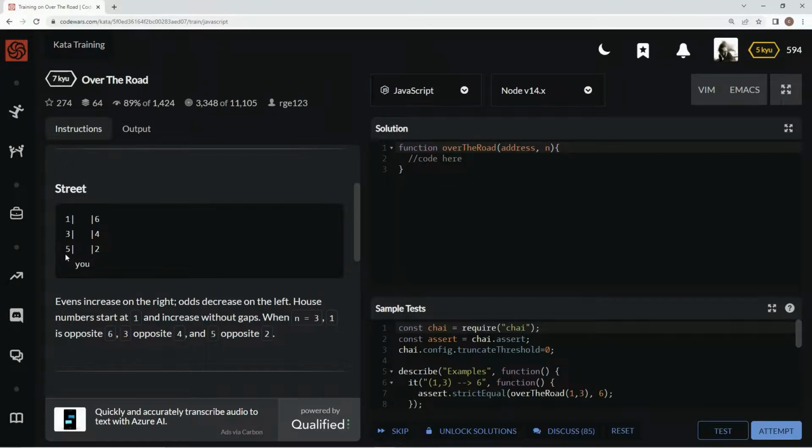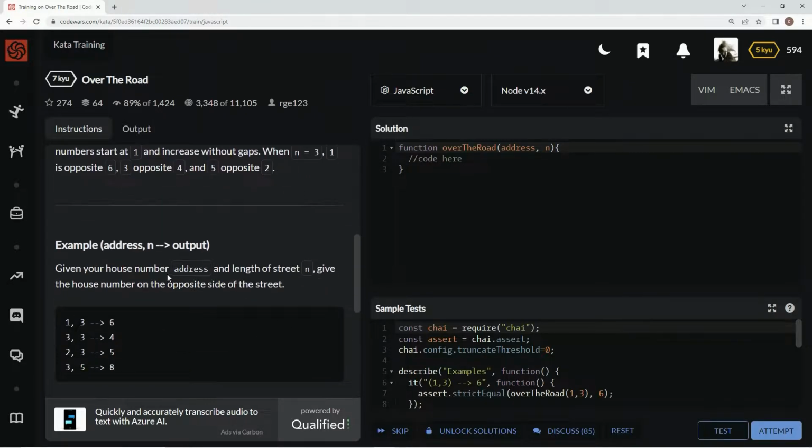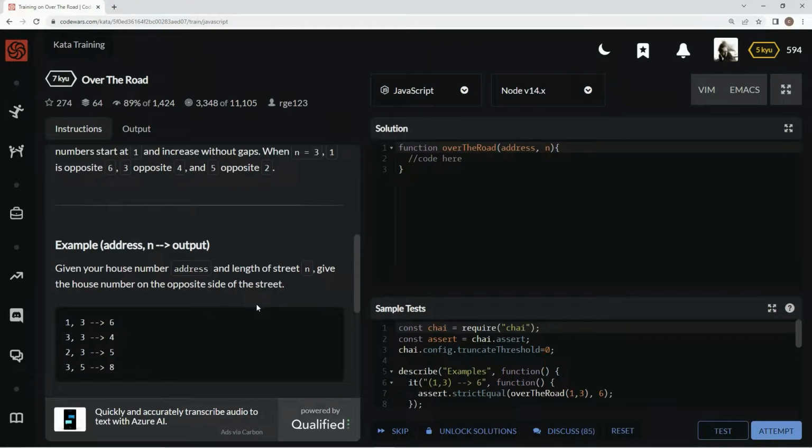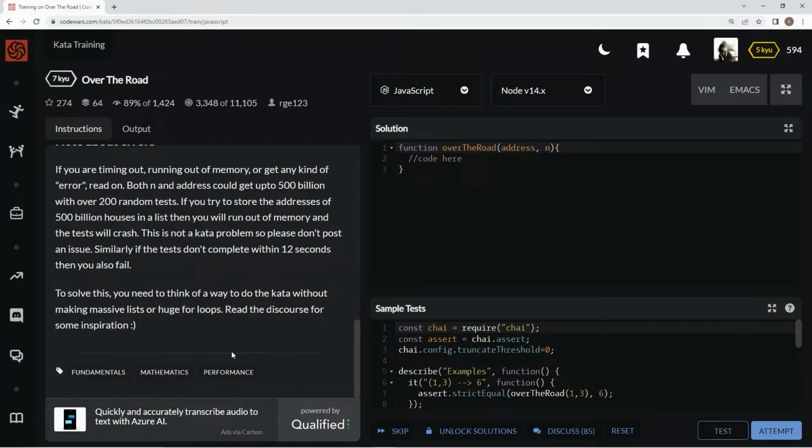So odds are ascending, evens are descending, like it says right here. When n equals 3, 1 is opposite 6, and so on. Given our house number, address, and the length of the street, we're going to give the house number on the opposite side of the street. We've got some problems here because some of them are going to go up to billions, so we can't do certain checks and stuff.